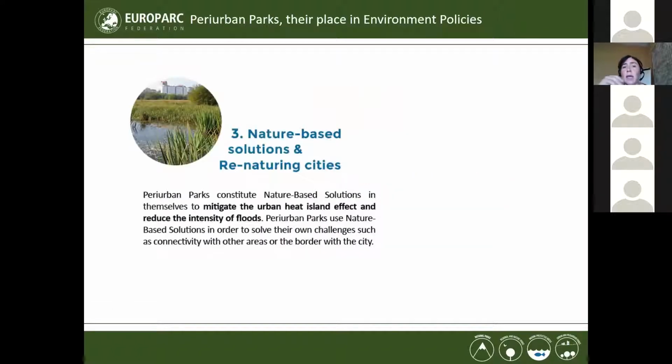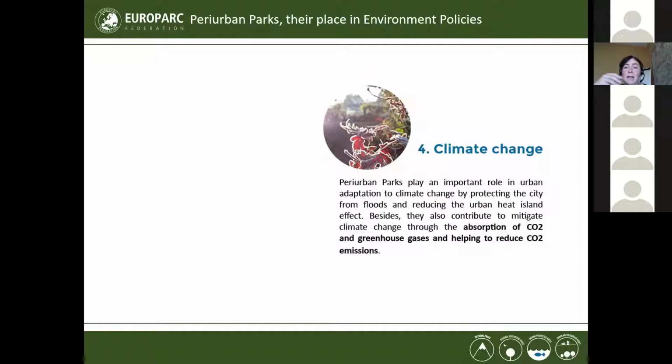They also play a role in nature-based solutions and renaturating cities. They mitigate the urban heat island effect and reduce the intensity of floods. Peri-urban parks can be considered nature-based solutions in themselves. Besides reducing the urban heat island effect and avoiding floods, they also contribute to mitigating the effects of climate change by absorbing carbon dioxide and other greenhouse gases, and also helping to reduce carbon dioxide emissions.